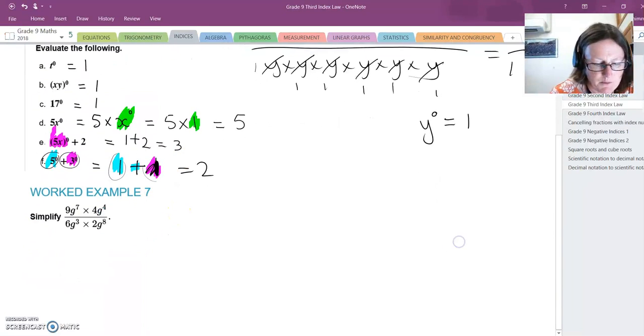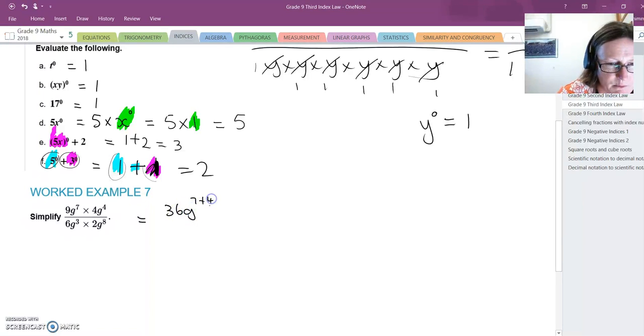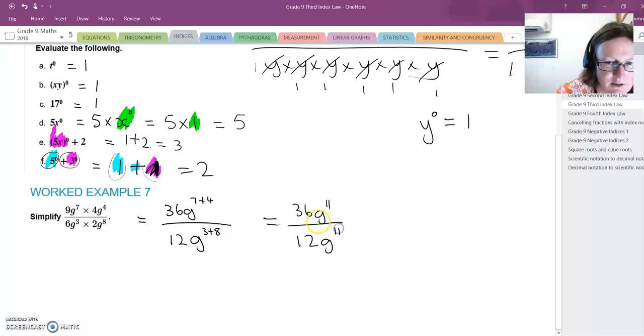Let's look at worked example 7. I'm going to multiply out the top. For the top, I've got 4 9s, which is 36, and I've got g to the 7 plus 4, because when it's multiplied, I add the indices. On the bottom, I've got 6 times 2, which is 12, and I've got g to the 3 plus 8, because I add the indices. This gives me 36g to the 11 over 12g to the 11.